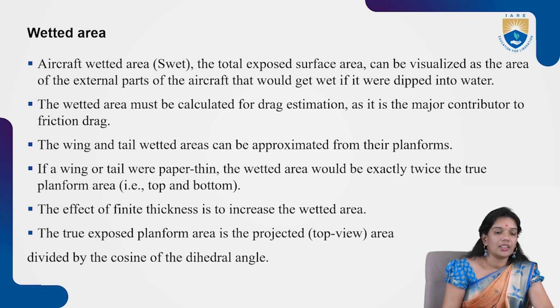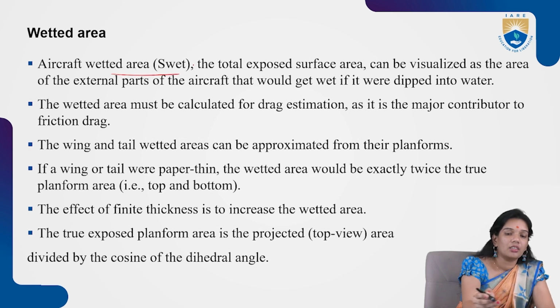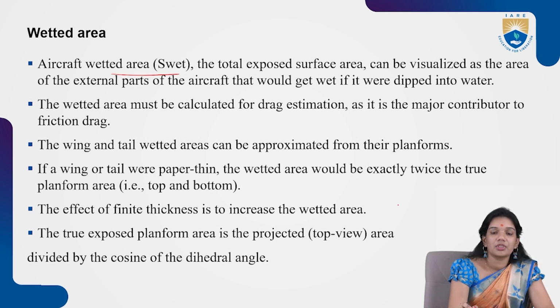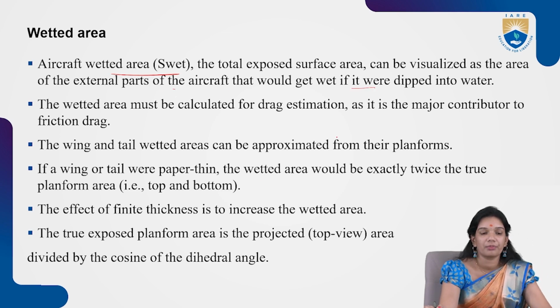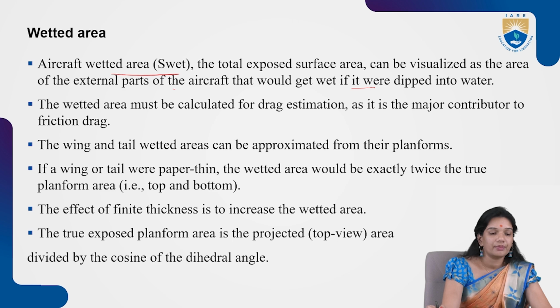Then the wetted area, right? The aircraft wetted area, which is S wet, is the total exposed surface area that can be visualized as the area of the parts of the aircraft that would get wet if it was dipped into water, right? So the wetted area must be calculated for drag estimation, in terms of skin friction drag.